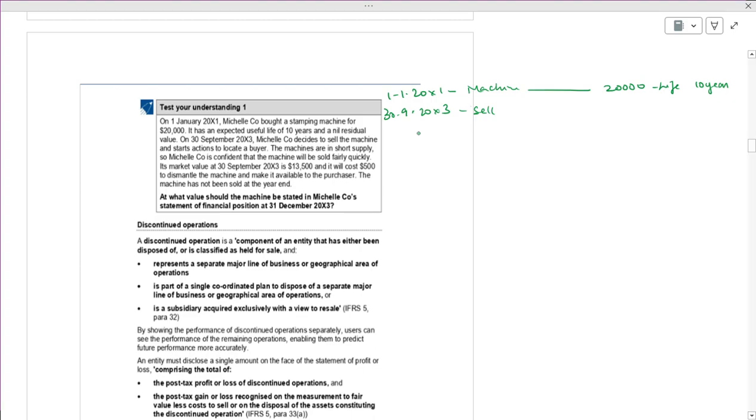And machines are in short supply. So Michelle is confident the machine will be sold fairly. Its market value, what is the market value? Market value is 13,500. There is expenses, cost to sell. Is it right? Cost to sell, how much? 500. The machine has been sold at the year end. At what value should the machine be stated in the company's financial statements?